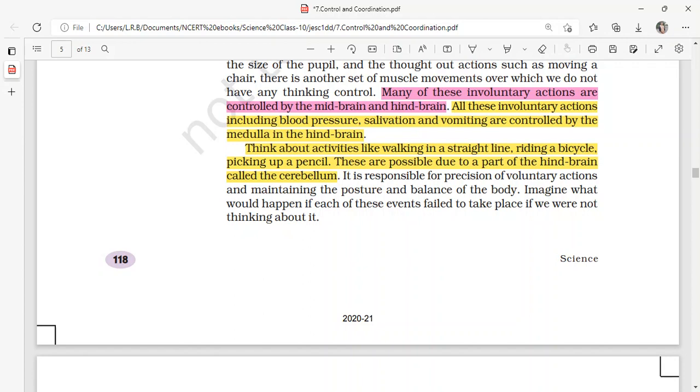So when we want to pick up a pencil, we need to have precise control over the body, or to pick up a needle or small things that are down, isn't it? So we need a precise action for them. These precise, balancing actions are done by the cerebellum of the brain. It is responsible for precision of voluntary actions and for maintaining the posture and balance of the body. So this is the important function of the cerebellum.